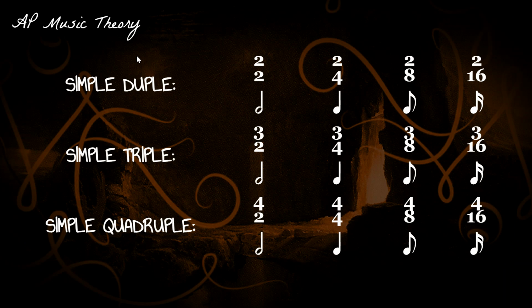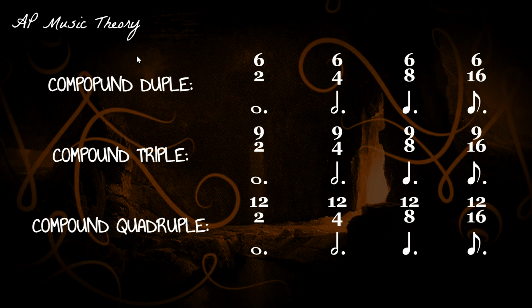Compound meter. If in compound meter the beat is normally a dotted note, there is no fraction that represents a dotted quarter or a dotted half note. Therefore, in compound meter, the time signature represents the subdivision and not the beat.